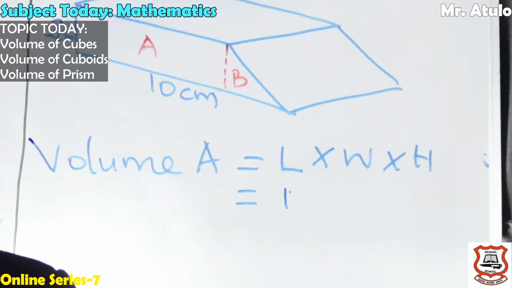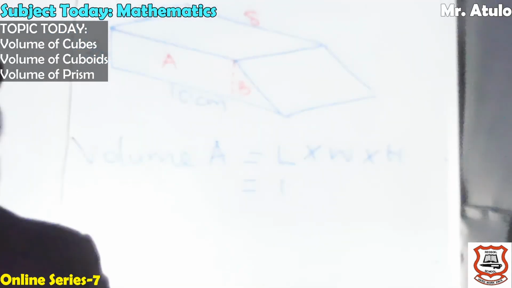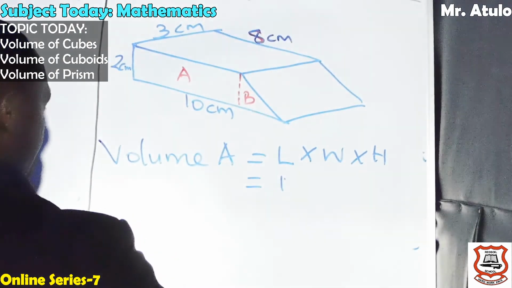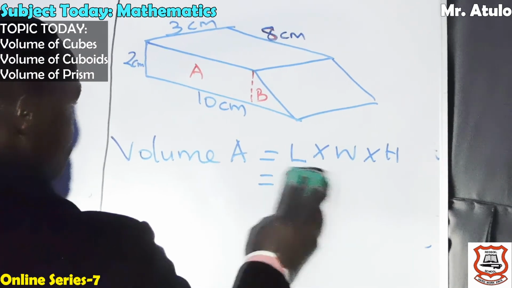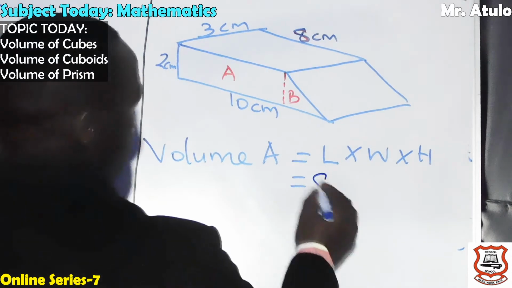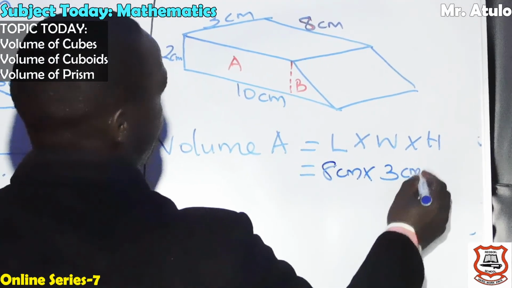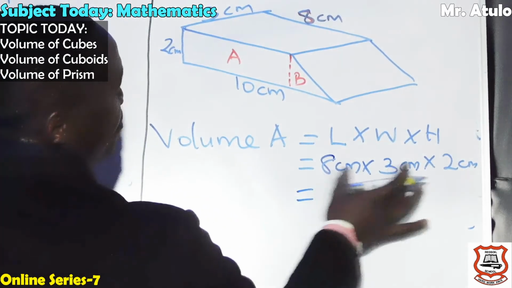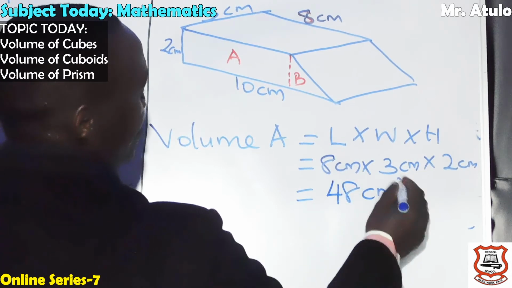Sorry. We could have this as 8 centimeters here. 8 centimeters, it will help us a lot. So we have 8 centimeters times 3 centimeters times 2 centimeters, which is going to be 24 times 2, which gives you 48 centimeters cubed.